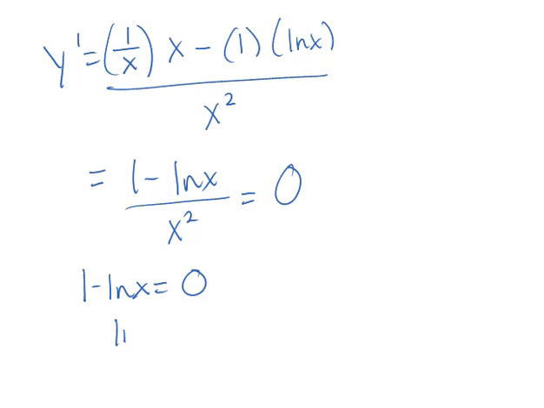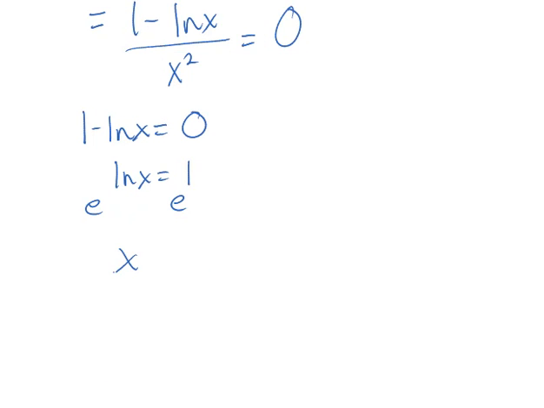And so then this is just asking you for when does ln x equal 1, because we move the 1 over and divide by -1. The way you undo the natural log is to raise e to it. And e to the ln x, remember those functions undo each other, so you're just going to get x. And then e to the 1 is just e. So e is your critical number.